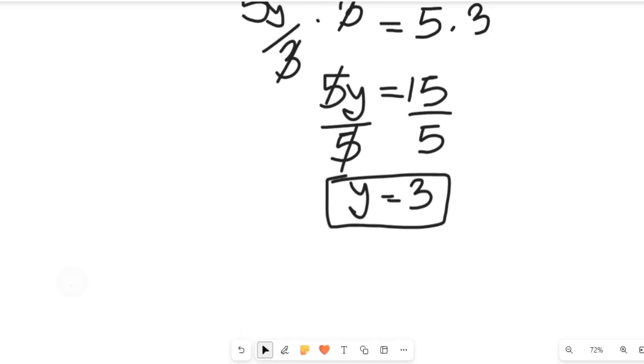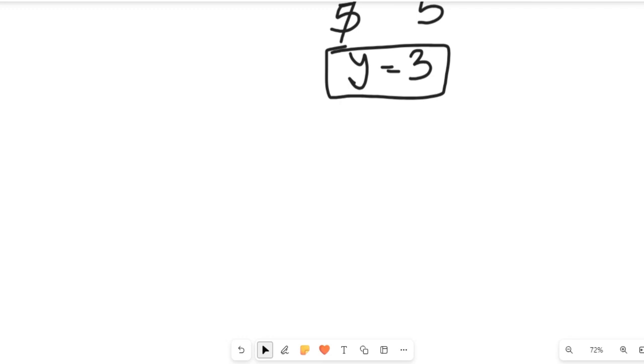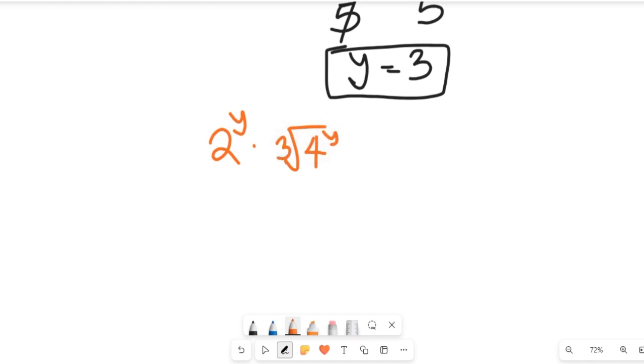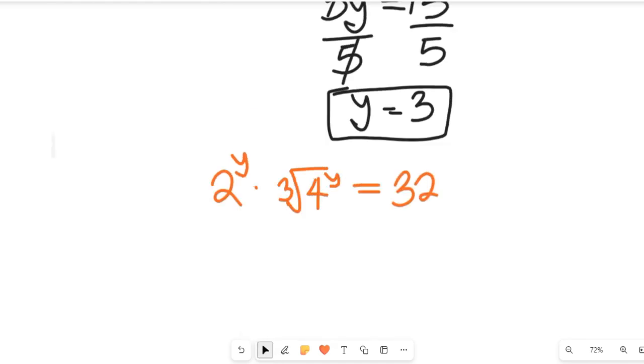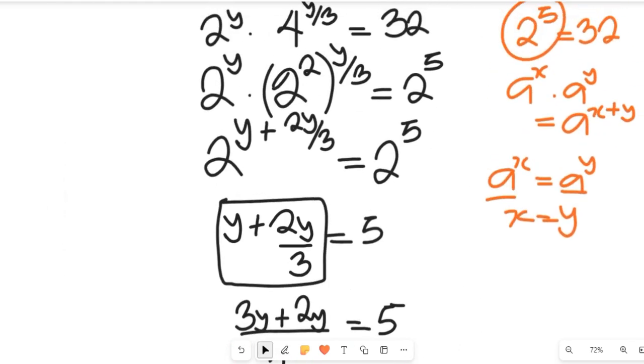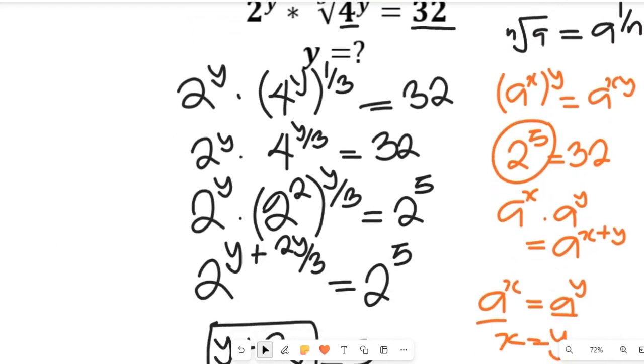Now let's check to find out if our solution is absolutely right. Remember the initial equation we're given: 2 to the power of y, right, multiplied by the cube root of 4 to the power of y. Will it be equal to 32? Remember, that's the initial equation we're given. So let's flash our mind back to that equation.